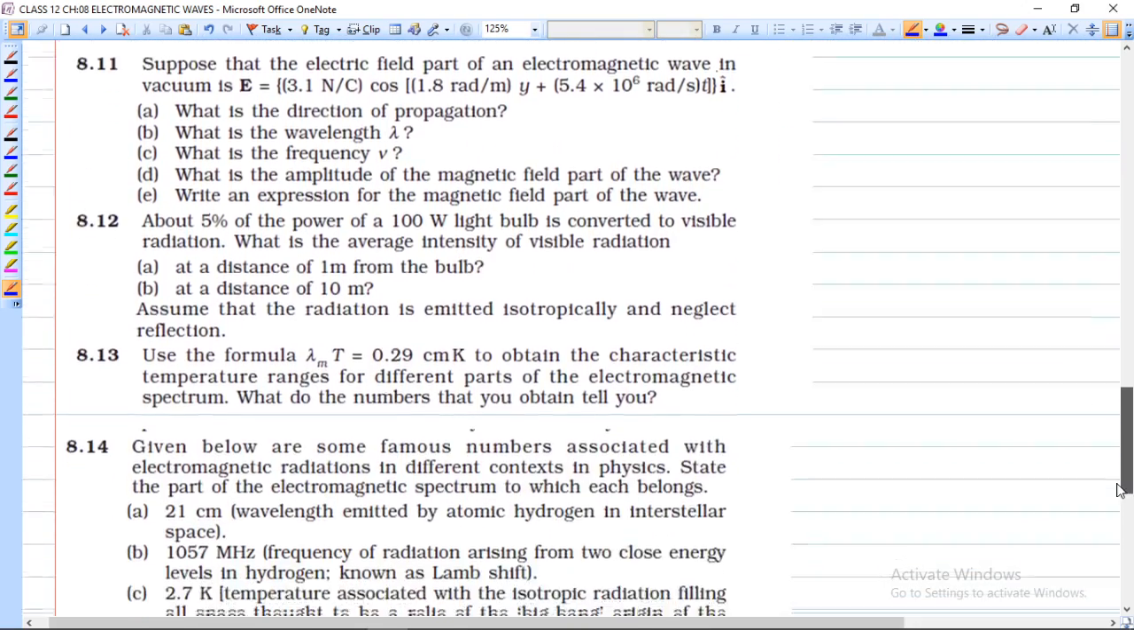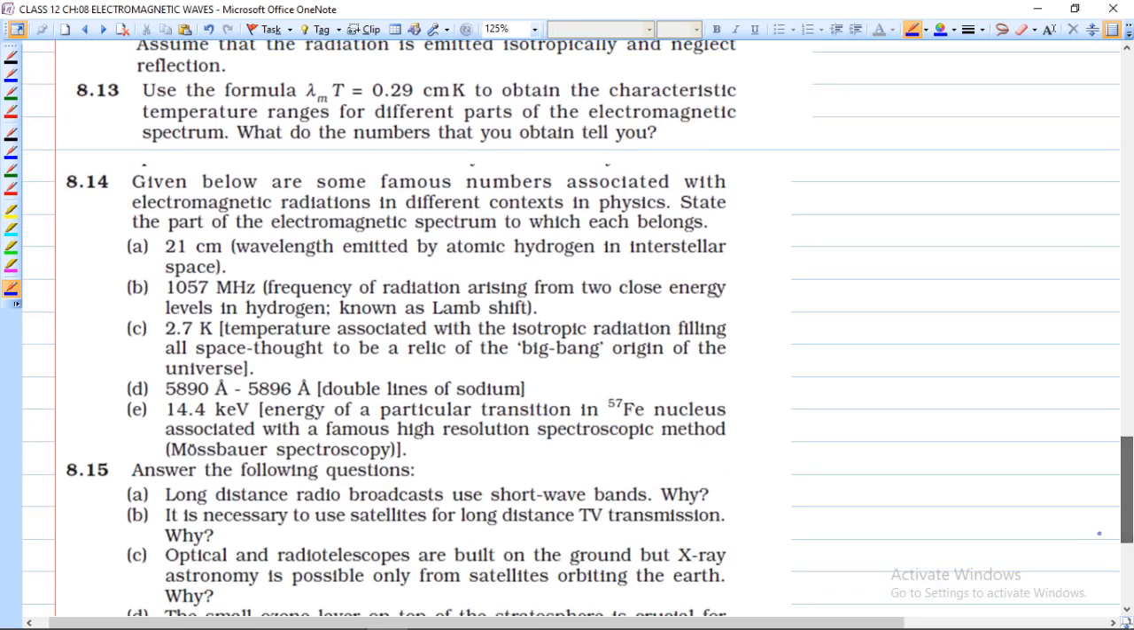8.10, 11 and 12 we have already discussed. Okay, अब इतना ज्यादा डिस्कस करने का बाकी भी नहीं रह गया, थोड़ा सा इंफॉर्मेटिव है सब. यूज द फॉर्मूला लेमडा m × T = this. याद रखो क्या फॉर्मूला है. लेमडा m × T = 0.29 सेंटीमीटर केल्विन, मीन्स 0.29 × 10^-2 मीटर केल्विन.